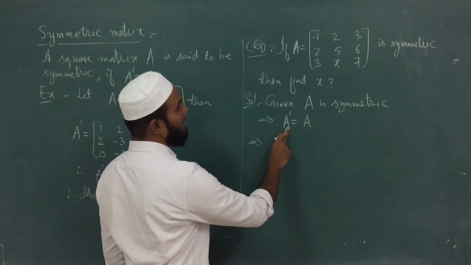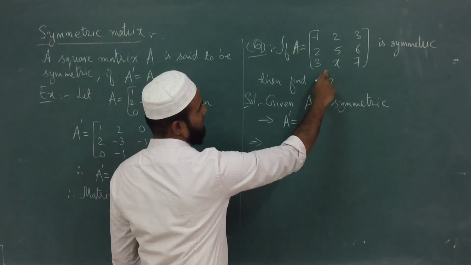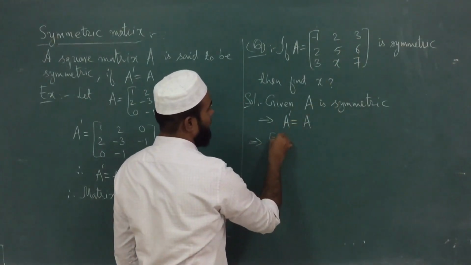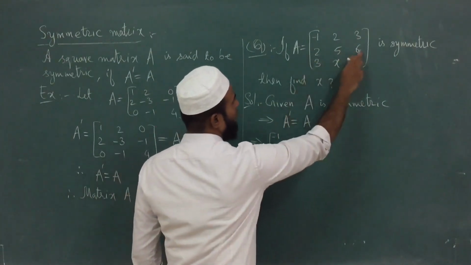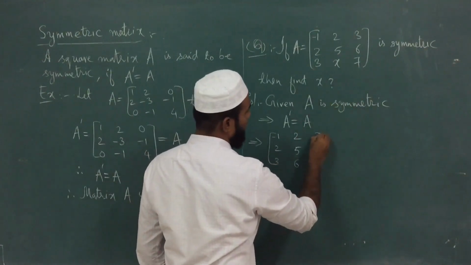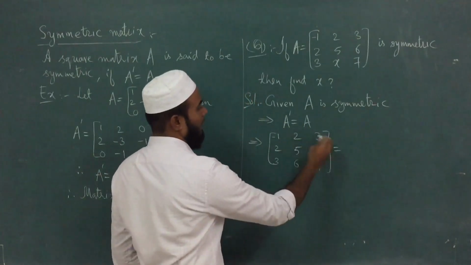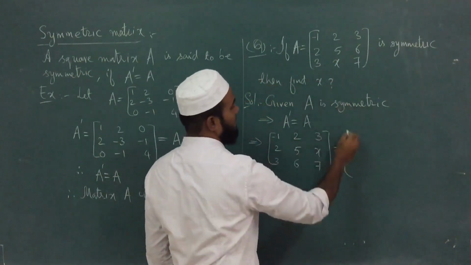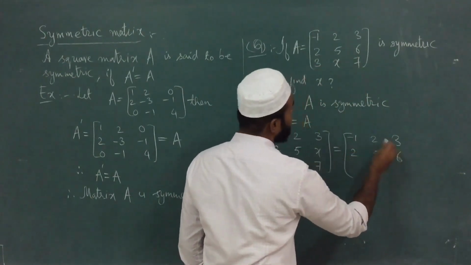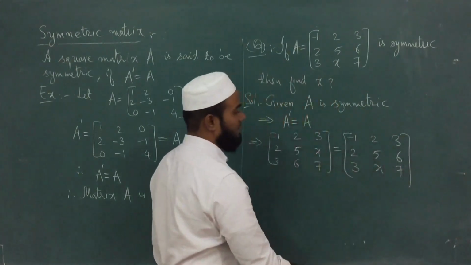Now find the transpose of this matrix. The first row becomes the first column: minus 1, 2, 3. The second row becomes the second column: 2, 5 and 6. The third row becomes the third column: 3, x, 7, right? This matrix will be equal to A, the given matrix itself: minus 1, 2, 3, 2, 5, 6, 3, x and 7.